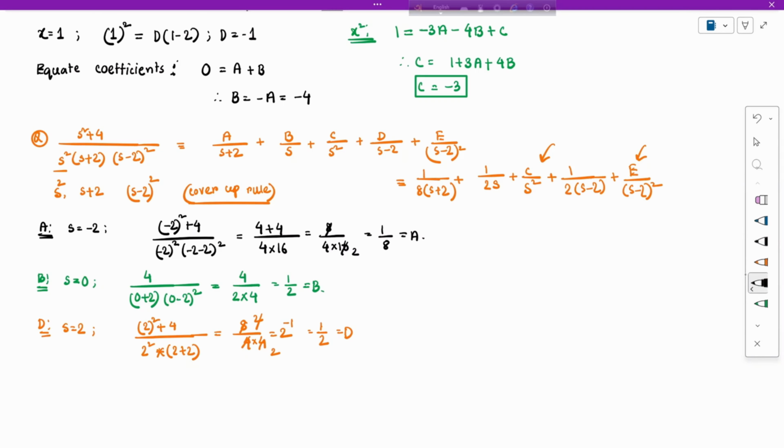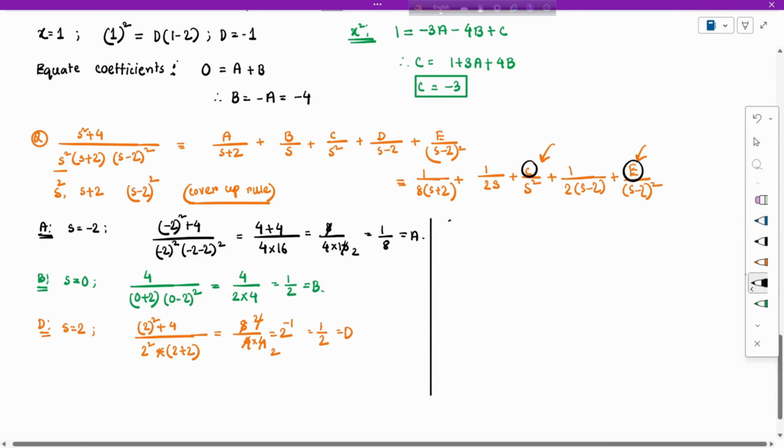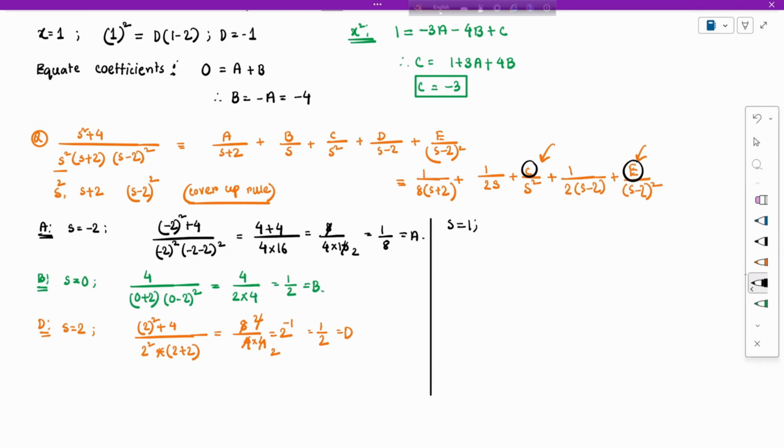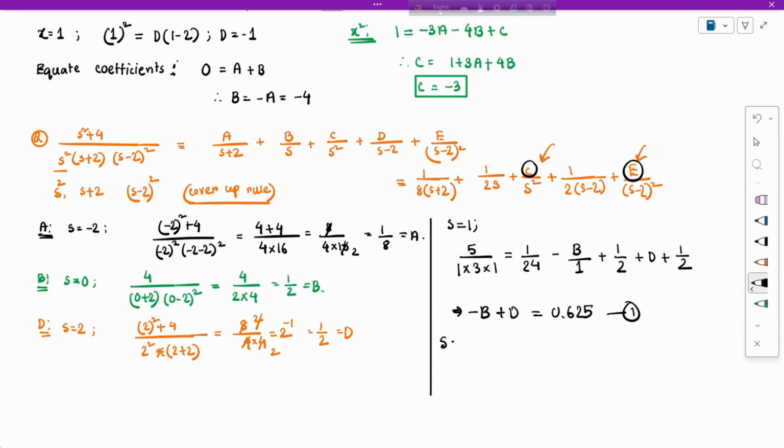So using the cover-up rule, first of all, we have tried s equals 0, negative 2, and positive 2. We have 2 unknowns here, so we need 2 more values of s in order to find those values. So let's say we try s equals 1 on both sides. If we try s equals 1 on both sides, the expression becomes like this. So the resultant equation is going to be 0.625. This is the first equation. And let's say we try s equals negative 1. If we try s equals negative 1, the resultant equation becomes, okay, this is the resultant equation.